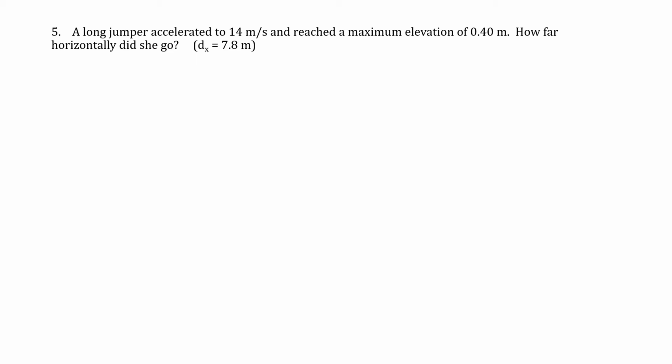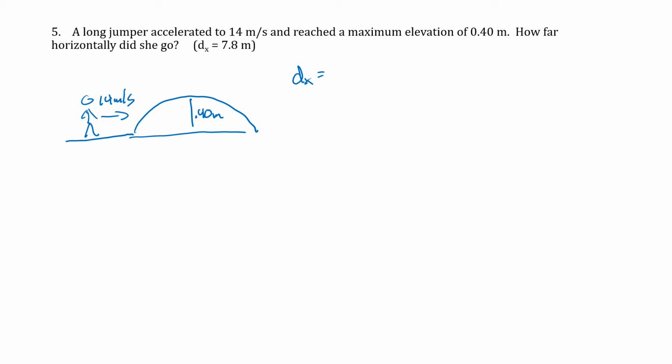Number 5, a long jumper accelerated to 14 meters per second. So here's our little long jumper. They're running along at 14 meters per second horizontally, and then they go flying into the air. And they get to a maximum elevation of 0.40 meters. We want to know how far horizontally did she go. So we're looking for a dx. And we know dx is vx times t air.